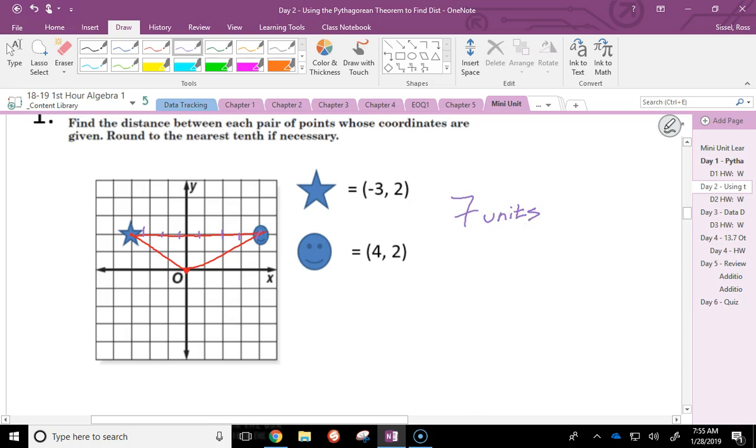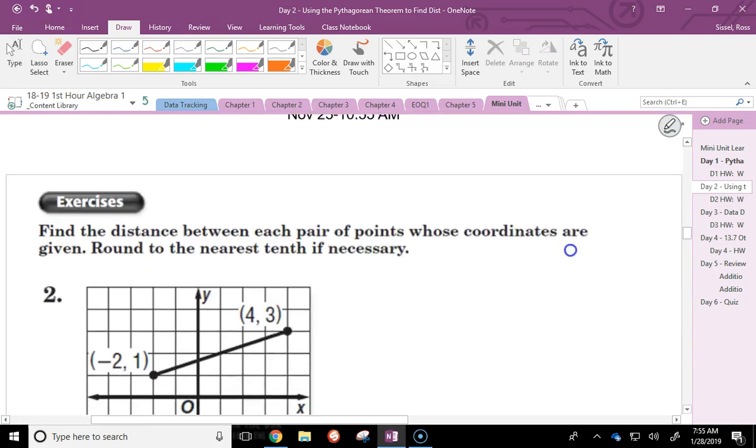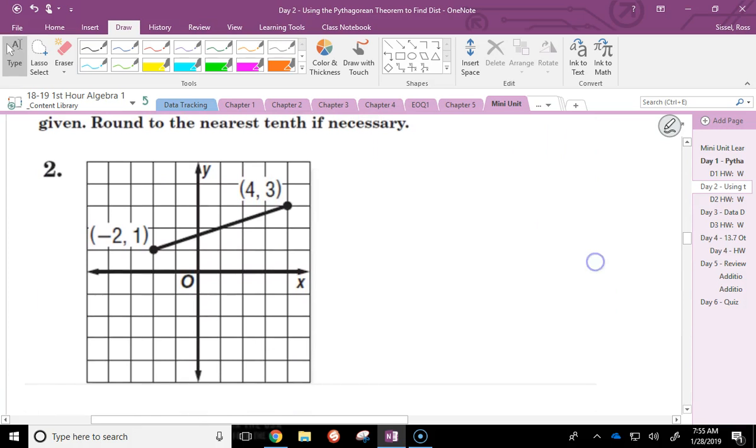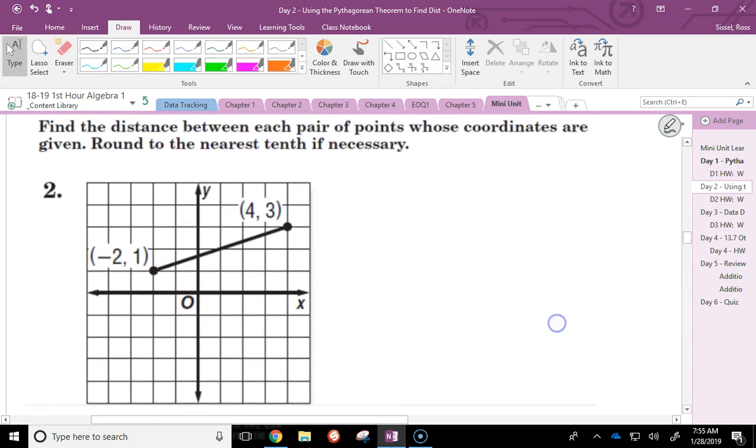Those are the ones on our coordinate points that we are allowed to just straight up count because they don't cut across the square. We know how big each distance is. Number 2, I promise you, is not as easy. Well, it's not hard really, but this one we can see that my line between 2 points, I have 4, 3, and I have negative 2, 1. It does cut across, so I don't know how the distance is on each one.